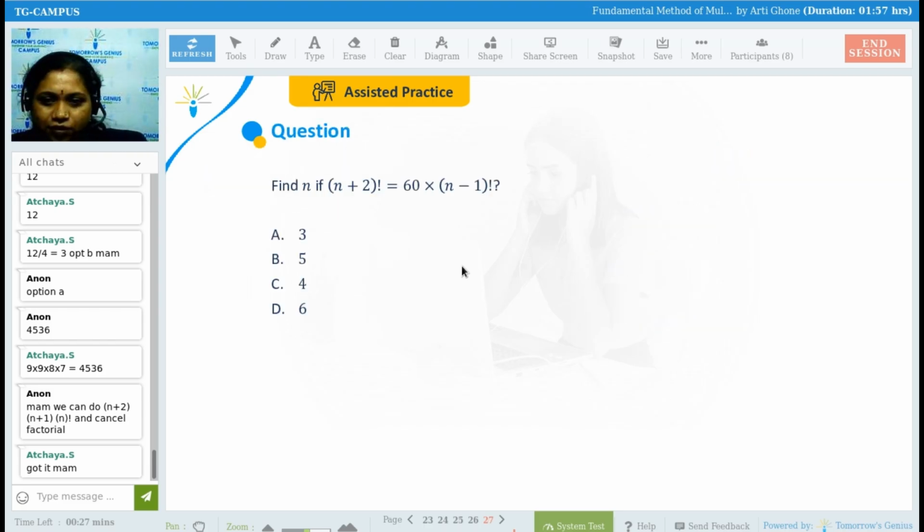Okay. Next is, in the same way, n plus 2 factorial is equal to 60 times n minus 1 factorial. Now the big question arising is that, ma'am, n plus 2 and n minus 1 are a very big distance apart. We have to do that only. Yes, we have to do that only. Clear? Okay.